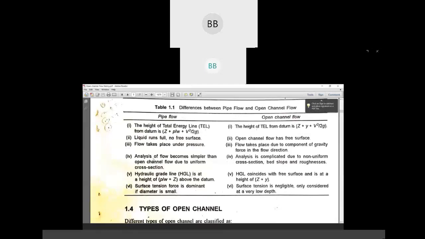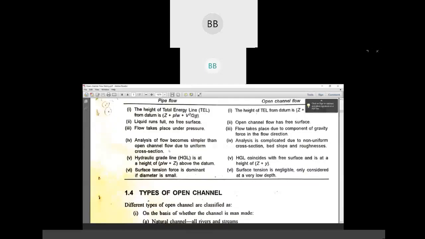In pipe flow, our cross section is constant throughout the pipe. Whereas in open channel, if you consider a river, the width of the river, the depth of the river, it's all changing. So it's not constant. That's why the analysis of those things is very complicated as compared to pipe flow. So analysis of open channel is very complicated as compared to pipe flow.